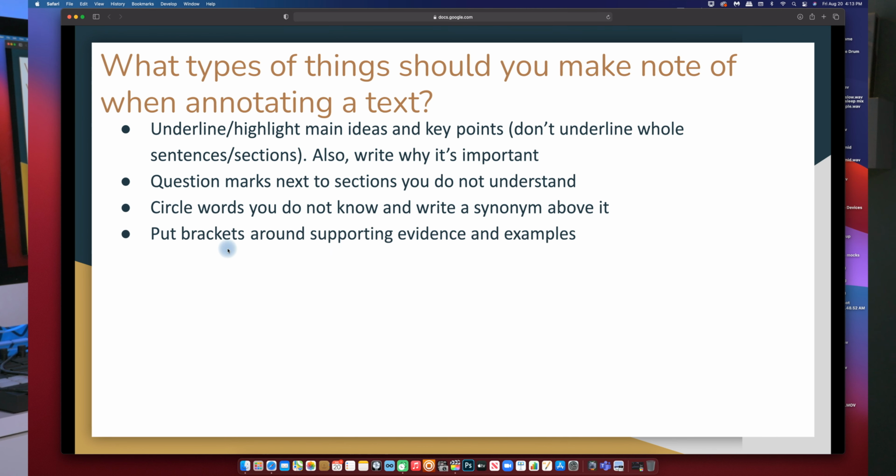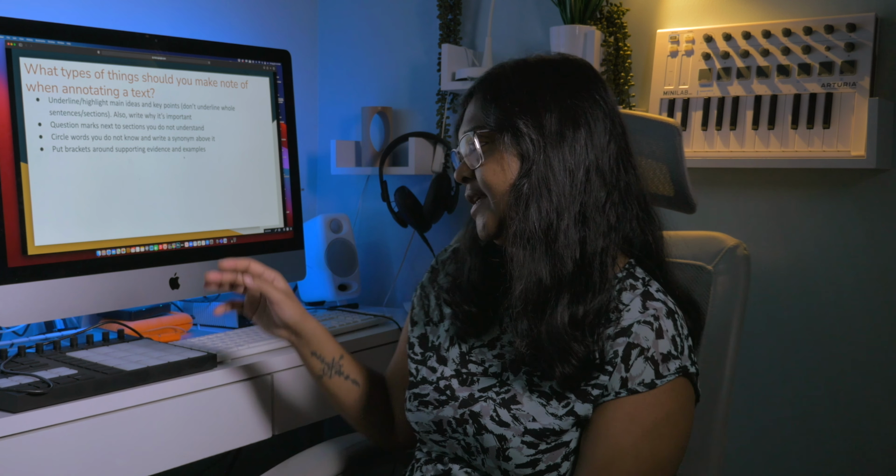Next, you want to put brackets around supporting evidence and examples. Whenever you see supporting evidence or any examples, you just put brackets next to it. So when you're reviewing your work later, you'll know this is just a supporting example. I can skip over it and I can focus on other ideas that were mentioned in the text.